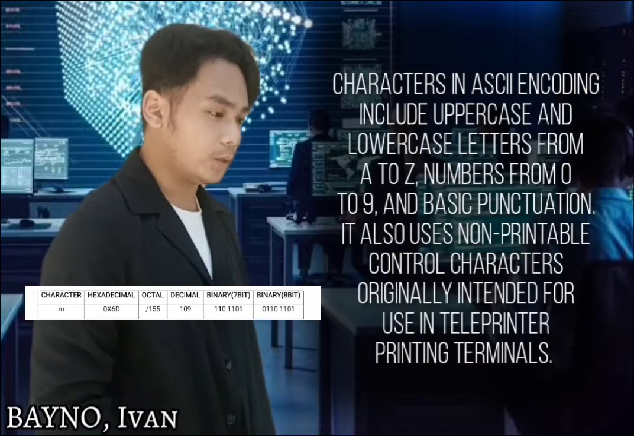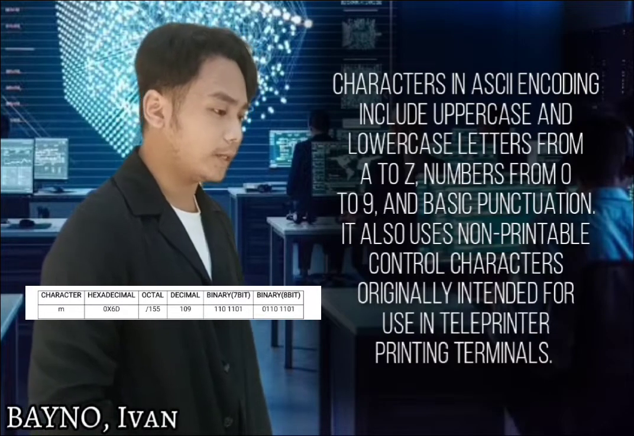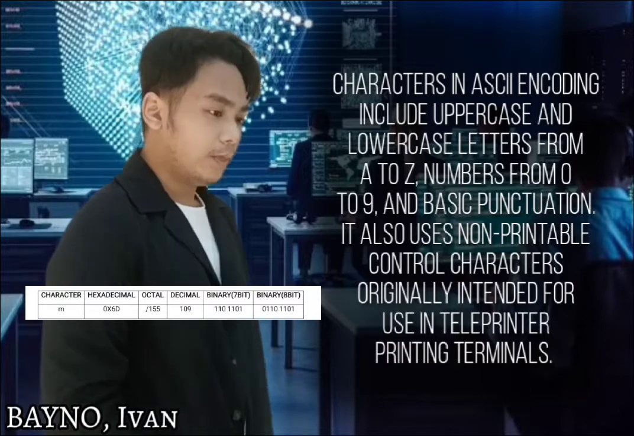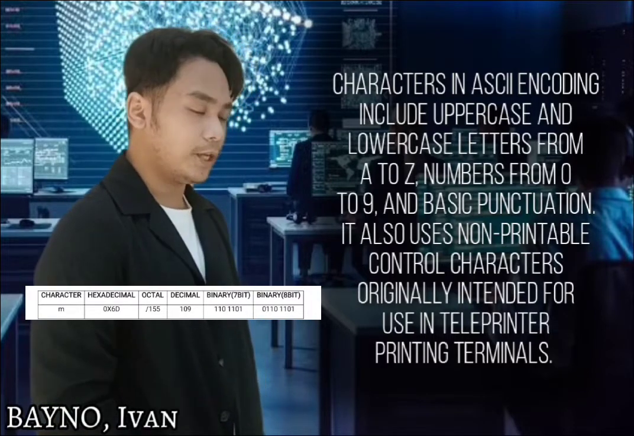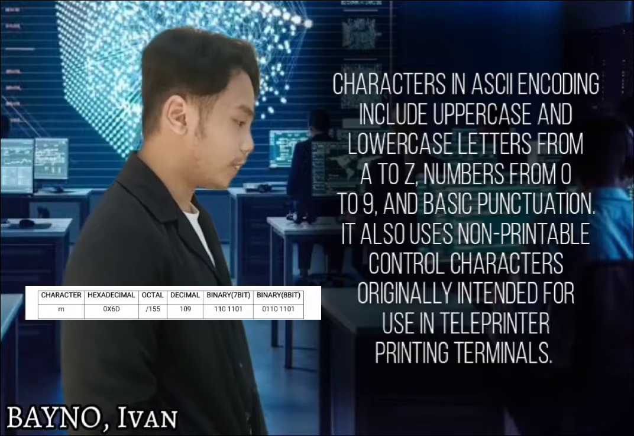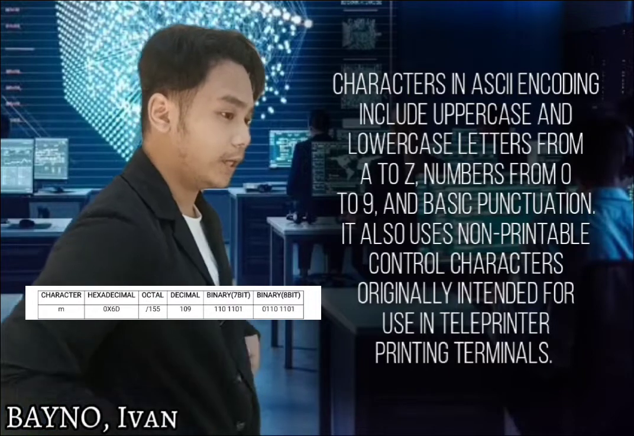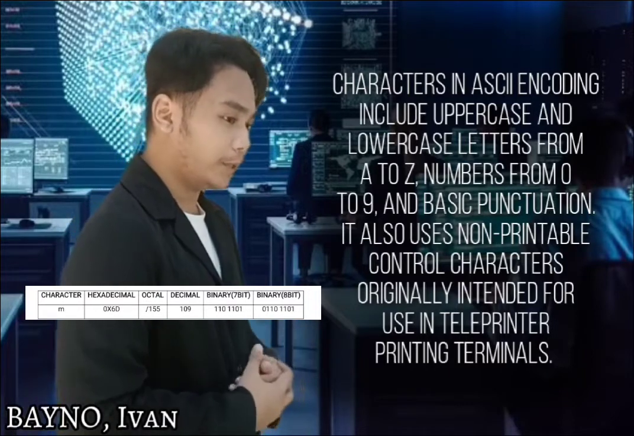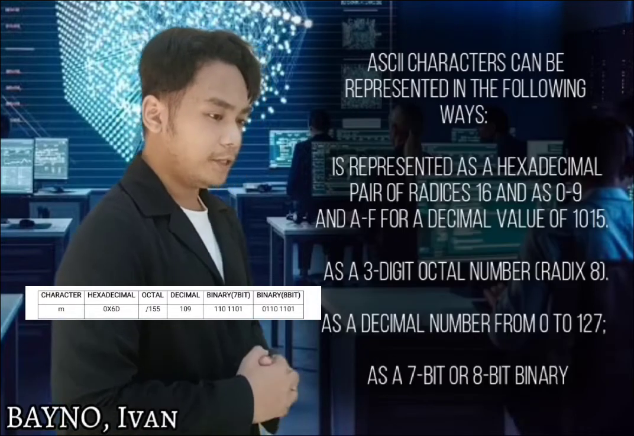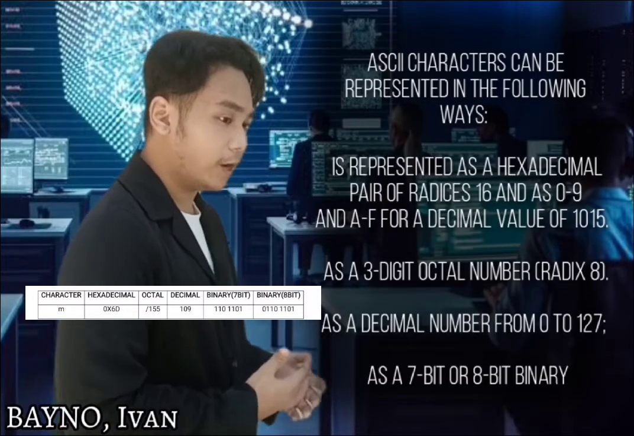Characters in ASCII encoding include uppercase and lowercase letters from A to Z, numbers from 0 to 9, and basic punctuation. It also uses non-printable control characters originally intended for use in teleprinter printing terminals. ASCII characters can be presented in the following ways.